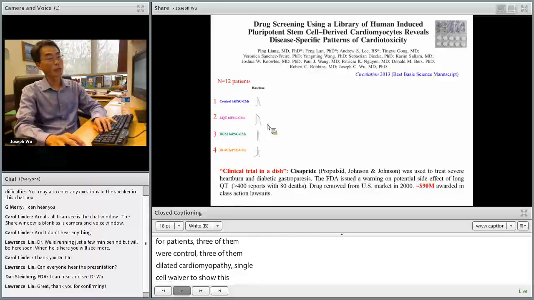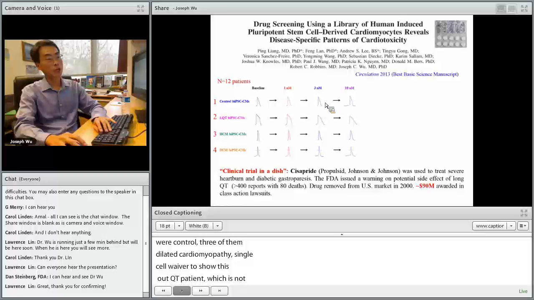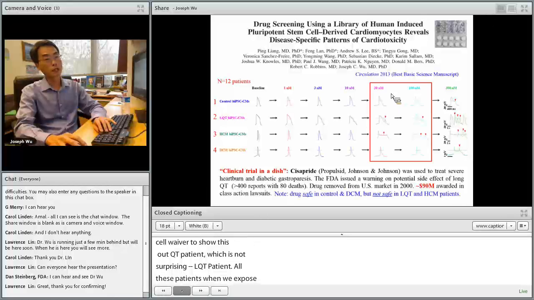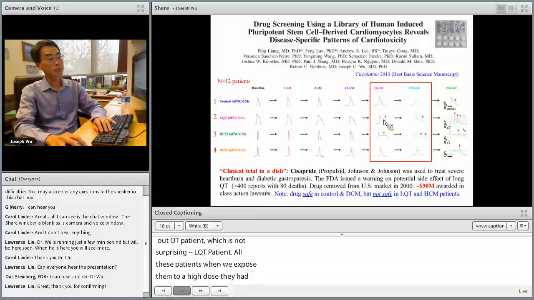And when we expose them to low-dose cisapride, all these patients did pretty well. And when we expose them to high-dose cisapride, all of them develop arrhythmia. When we expose them to more physiologic doses of cisapride, it turns out that the control patients and the DCM patients are fine. The long QT patients and the hypertrophic patients, they develop arrhythmia.